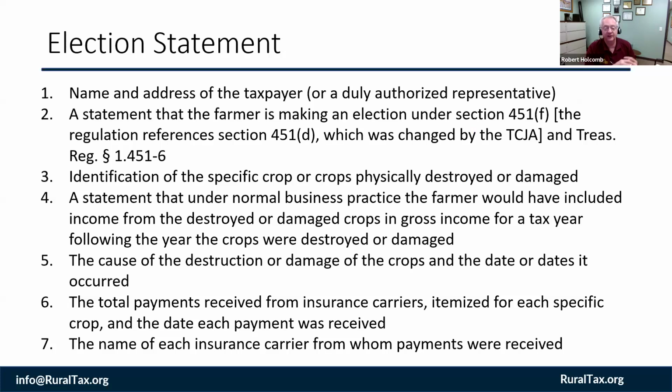And the election statement, I'm going to go through this fast because you should just be aware that there's an election statement. It's got to have your name and address. It's got to have the language that you're deferring this under 451(f) and Treasury Reg 1.451-6. You have to identify the specific crops, what was physically destroyed, a statement that you normally would market this in the following year, plus your insurance carrier's name, and where the payments came from.